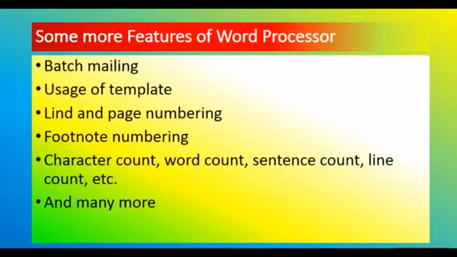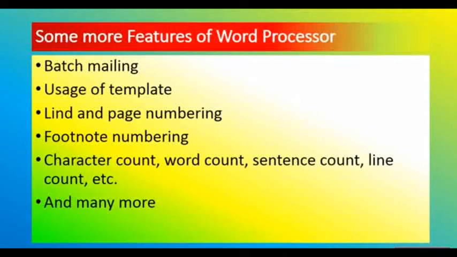Now, over and above these features listed, word processor also provides several advanced features like batch mailing that you will be taught in one of the chapters, using a letter template and an address database, that is called mail merge. Another facility is line and page numbering. You don't need to type the page number every time on each page. You can straight away insert page number.